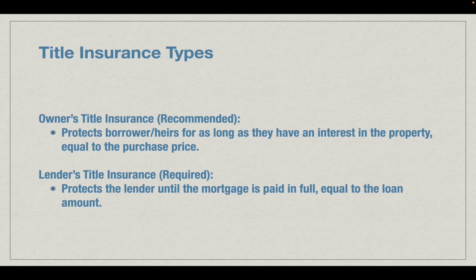There are two main types of title insurance. Owner's title insurance is recommended because it protects you and your heirs for as long as you own the property, and it covers the full purchase price. Lender's title insurance is required and protects the lender until the mortgage is paid off, covering the loan amount. Both are important for making sure you're protected from any surprises with the property's title.